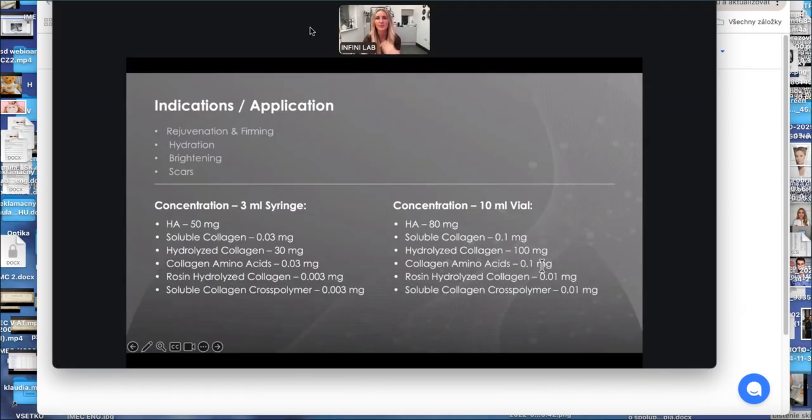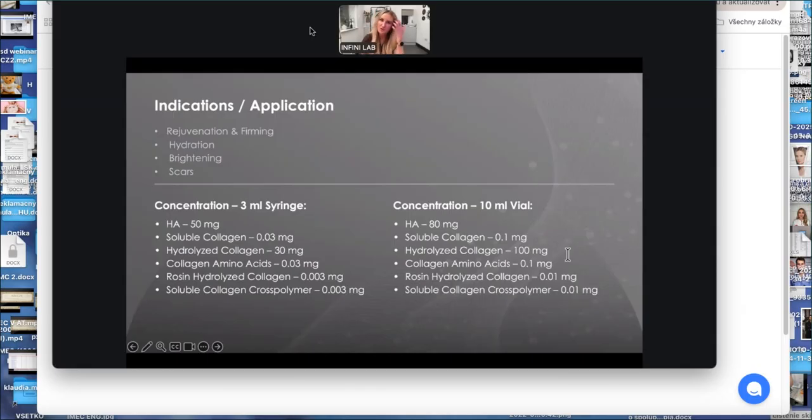So in the simplest way, the syringe gives us a strong targeted stimulation, and the vial helps us restore the whole ecosystem of the skin. So the mechanism is exactly the same. The difference is the concentration and the purpose.